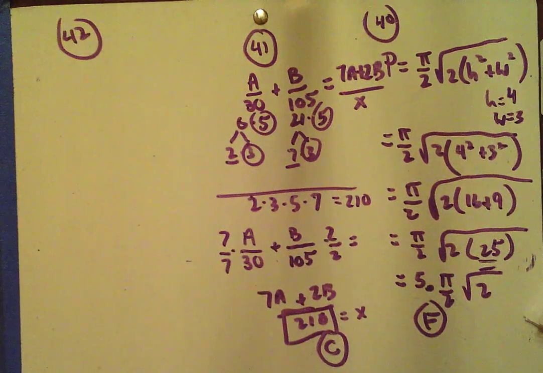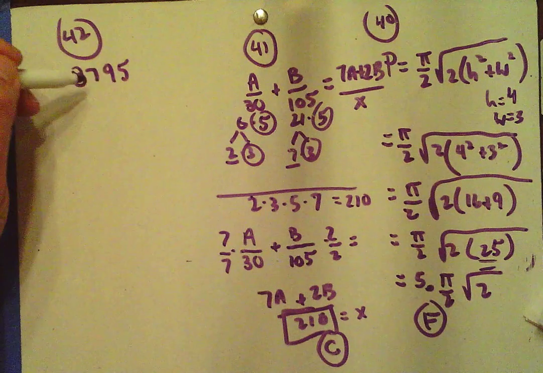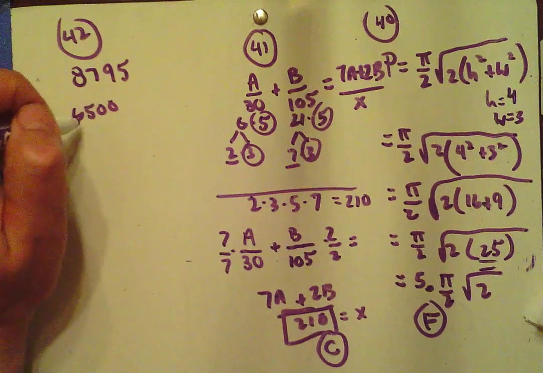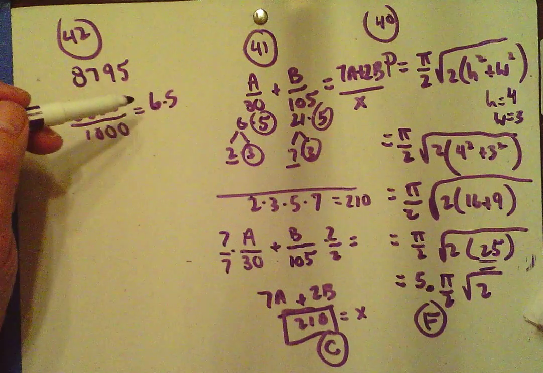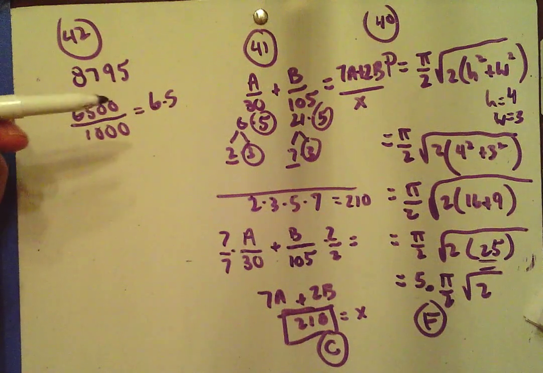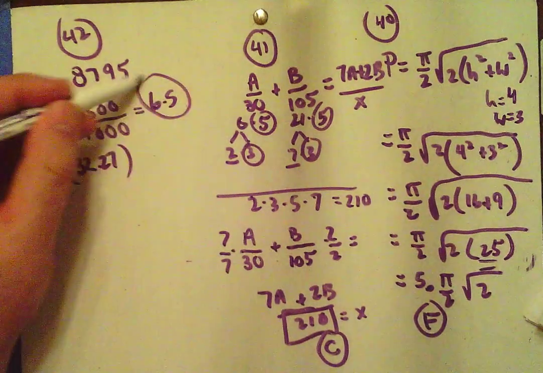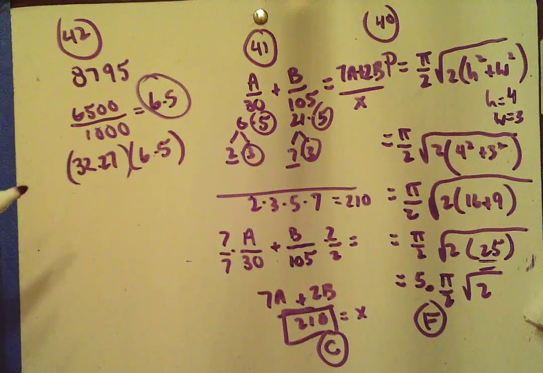Let's look at 42. 42 says, Kaylee found a used car she's thinking about purchasing. The list price is $8,795. She calculates she'll need to borrow $6,500. Well, how many thousands is that? If I divide by 1,000, it's 6.5 thousand. So she wants 36 months, see, just like I said, the shortest number, at 10%. That number is 32.27 times the 6.5 packets of $1,000 that she needs to borrow, right?